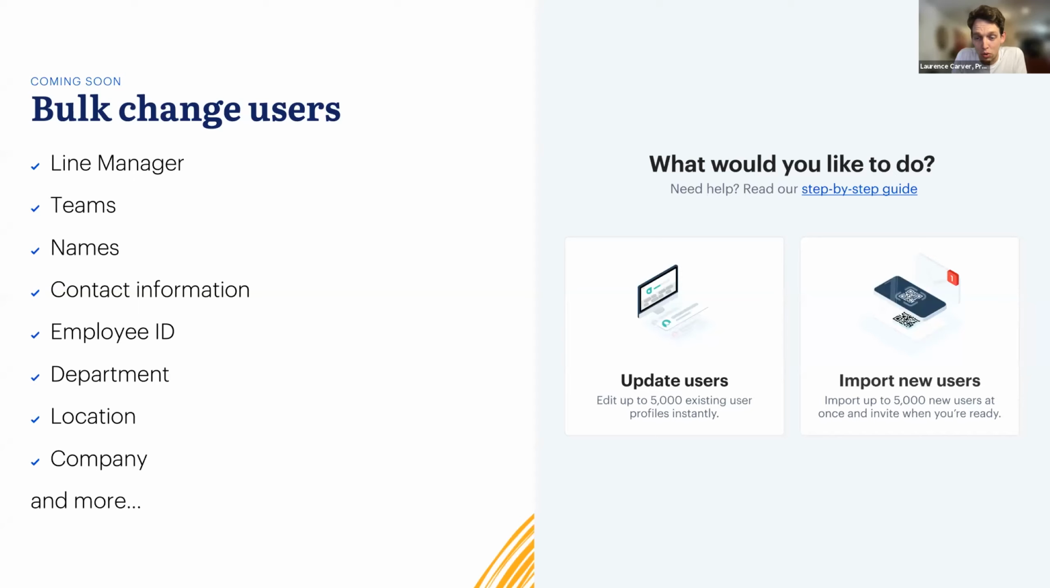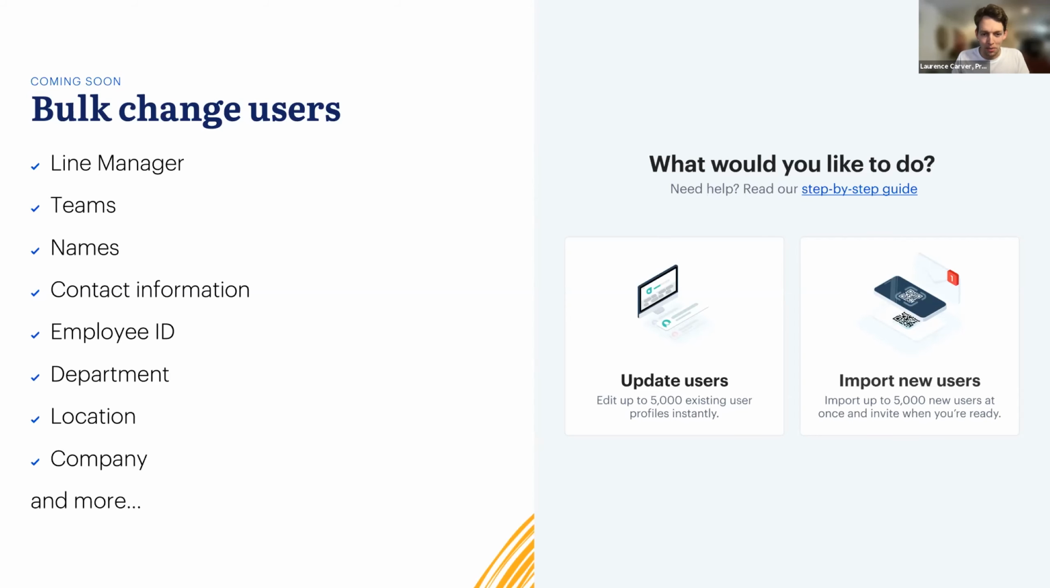With bulk change to users, this is a brand new tool. It's built on top of our existing import flow where you can import up to 5,000 users at once. This now allows you to change up to 5,000 user profiles at once. So if you're changing domains for your company and you need to give everyone a new email address, you're restructuring the company and need to give everyone a new line manager or move them around teams, or you've made a mistake, you've added a typo into your import and you need to correct that, this is a tool for you.